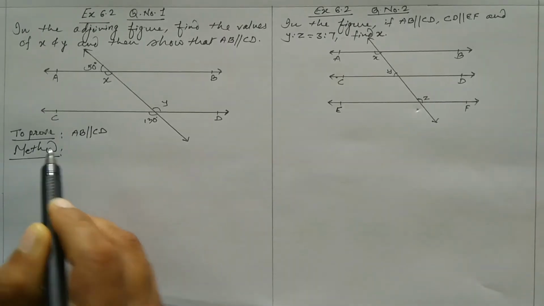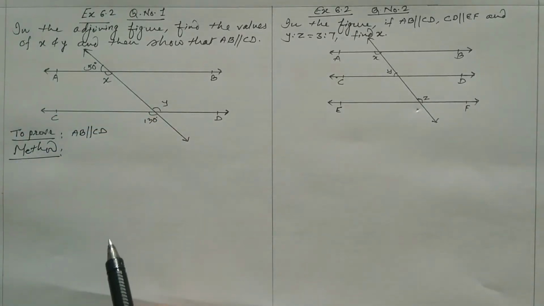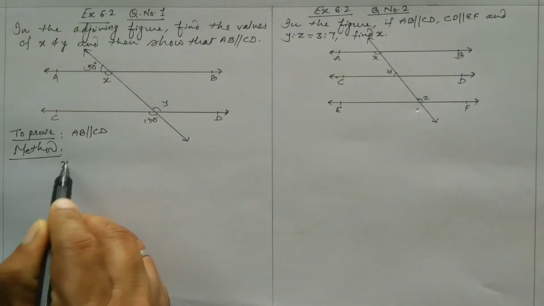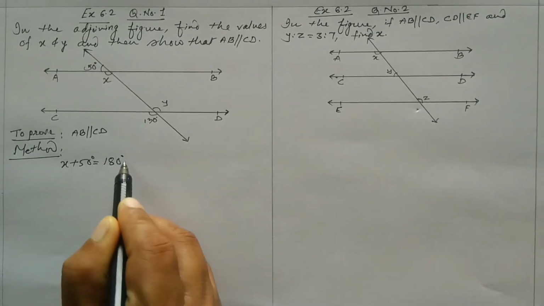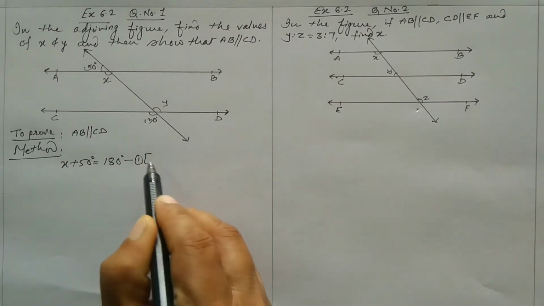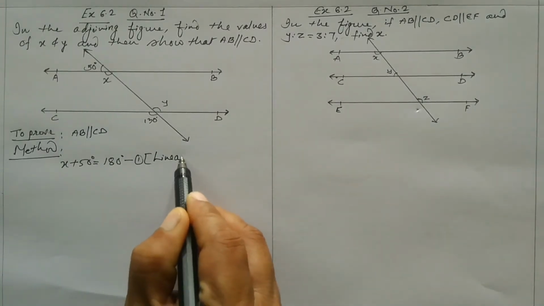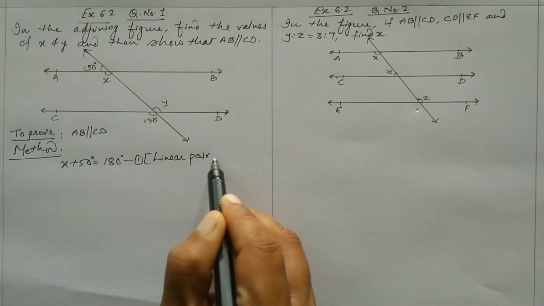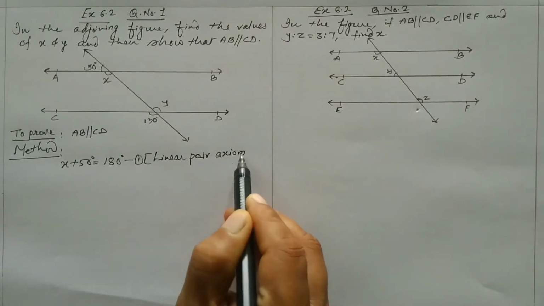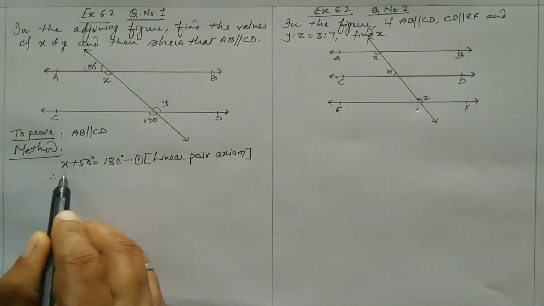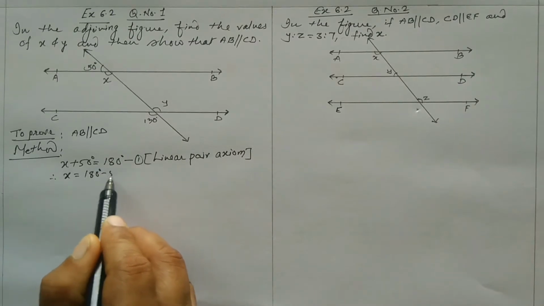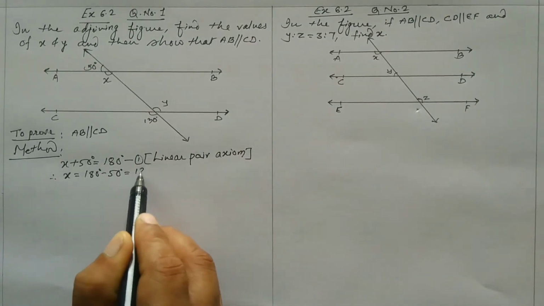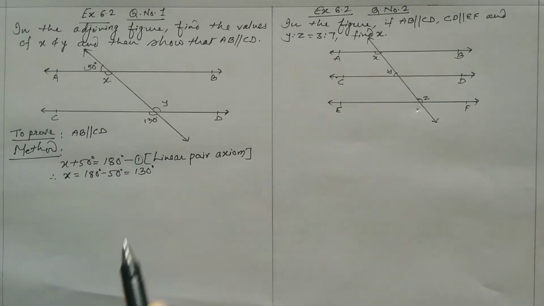You can see x and 50 degrees are forming a linear pair of angles. So here x plus 50 degrees is 180 degrees. So you can write here linear pair axiom. Therefore we got the value of x is equal to 180 minus 50 degrees, and that is 130 degrees. So we got the value of x as 130.